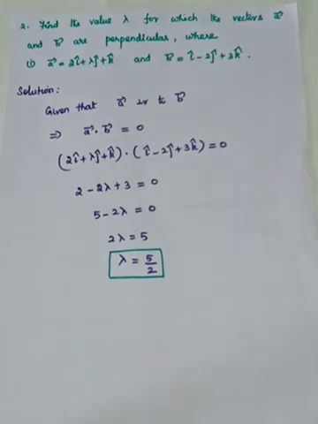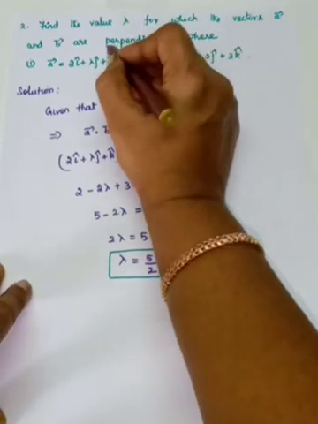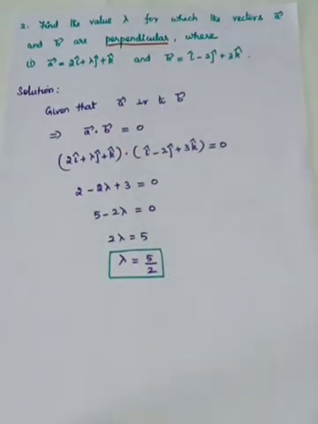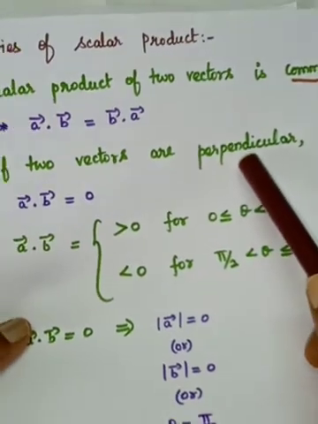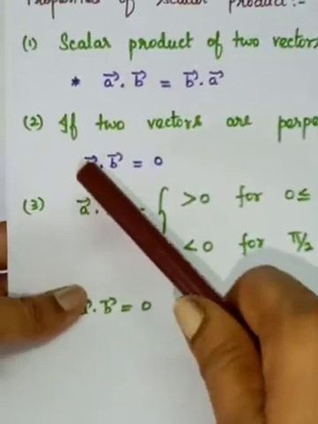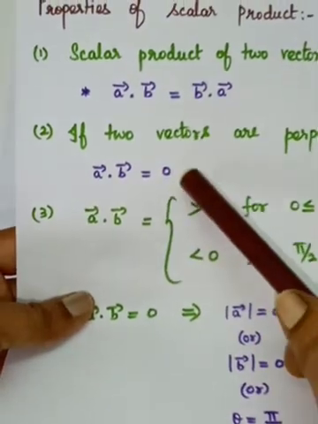Okay, come to the second one. Find the value of lambda for which the vectors a vector and b vector are perpendicular. So what results are given? A vector and b vector are perpendicular. A vector is equal to 2i cap plus lambda j cap plus k cap, and b vector is equal to i cap minus 2j cap plus 3k cap. So if two vectors are perpendicular, what is the result? Then a vector dot b vector is equal to 0.